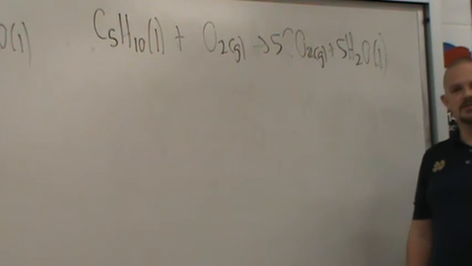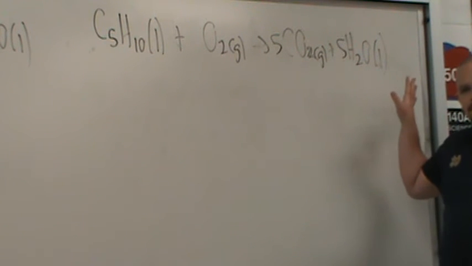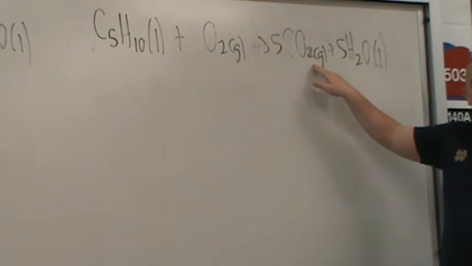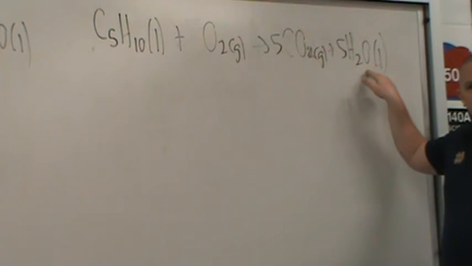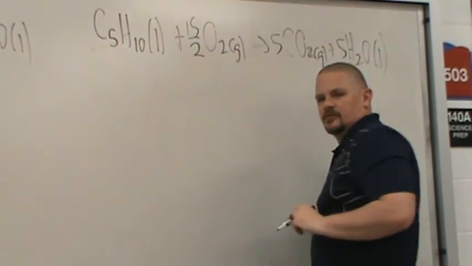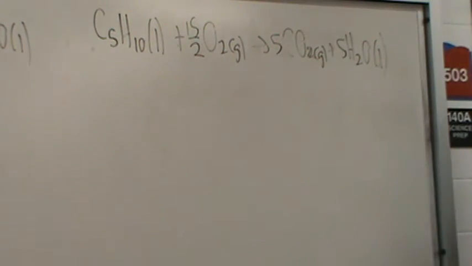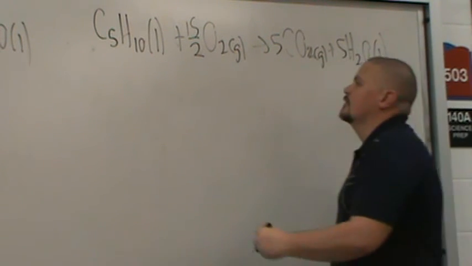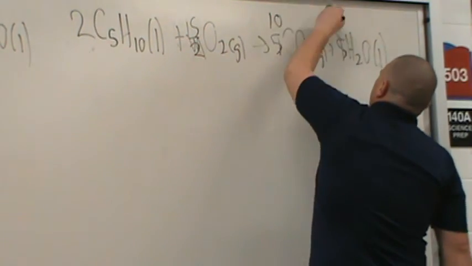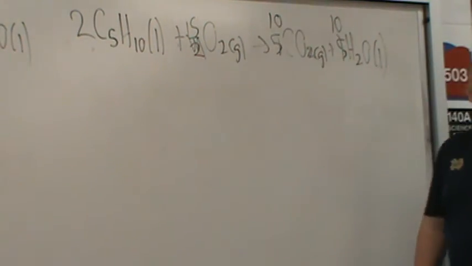Now, oxygens. How many oxygens do we have on the right-hand side right now? So, 5 times 2 is 10, plus 5 more is 15. So we need an odd number over 2 in front of the O2, but we cannot keep that fraction, so we have to multiply everything by 2. So, 2, 15, 10, and 10.